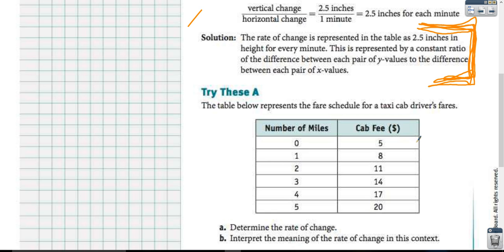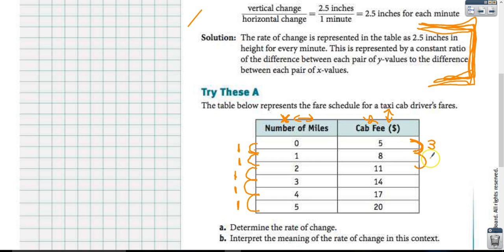Actually, we can look right here. In our 5 and our 8, the difference there is 3. Over here, 0 and 1 is 1. You can always assume that this first number is your x and the second number is your y. If we remember, x is horizontal, y is vertical. We look here. 1 to 2 is going to be 1. 2 to 3 is going to be 1. 3 to 4 is going to be 1. And 4 to 5 is going to be 1.